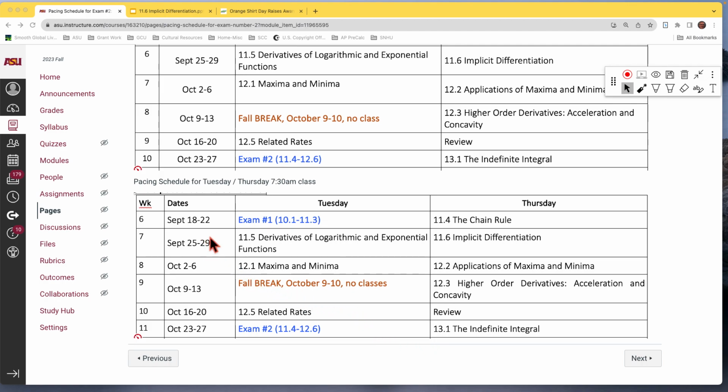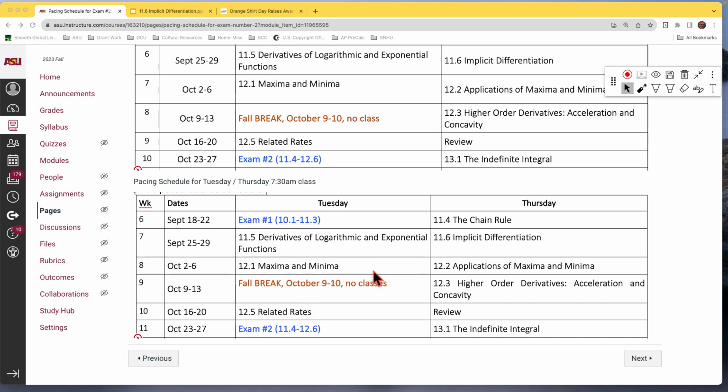So we're going to look at implicit differentiation today, 11.6. This is the last of chapter 11, which is primarily techniques for taking a derivative. It's a skills-based thing we're going to do. It's not overly new, but there'll be some new notation. But we'll go through that. The skill we're learning today, we will use again when we get to 12.5 related rates. That's where you really need it.